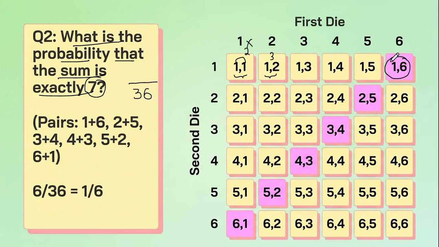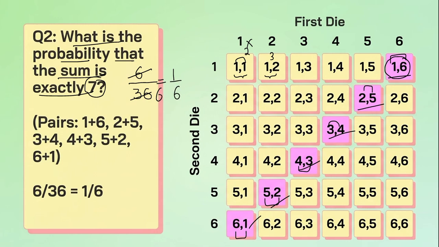1 comma 6, so 1 plus 6, the sum is 7. Similarly, 1 comma 6 is there, then 6 comma 1 is also there. Then 5 comma 2, 2 comma 5, 3 comma 4, 4 comma 3. So we have 6 outcomes in which the sum is 7. So the answer is 6 in the numerator. 6 sixes are 36. So the probability is 1 over 6.